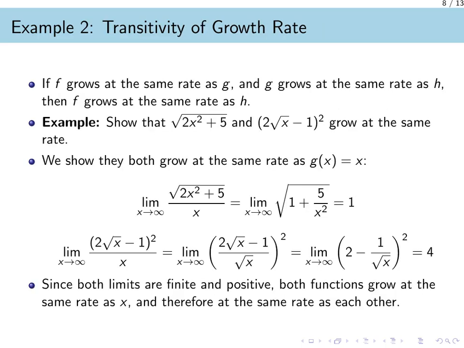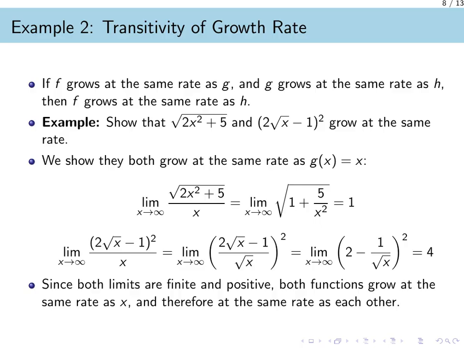Sometimes, comparing two complex functions directly is difficult, so it is helpful to use a simpler, intermediate function as a common benchmark. This method relies on a property called transitivity, which states that if a function f grows at the same rate as g, and g grows at the same rate as h, then f must also grow at the same rate as h.